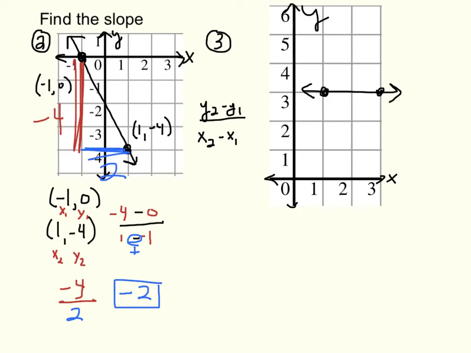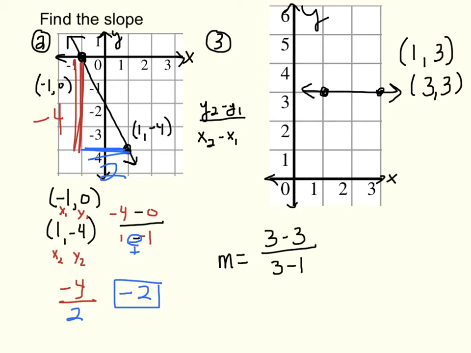Number 3, identify your points. The first one is 1, 3. The second one is 3, 3. It doesn't matter which one you want to start with subtracting. For your slope, subtract your y's. The first ones are your x's. The second ones are your y's. So subtract the y's on top, subtract the x's on bottom.